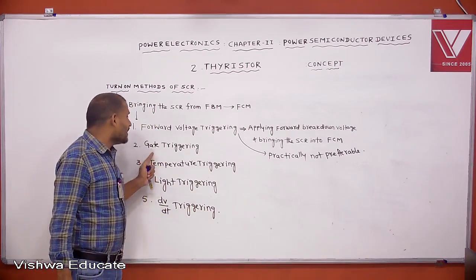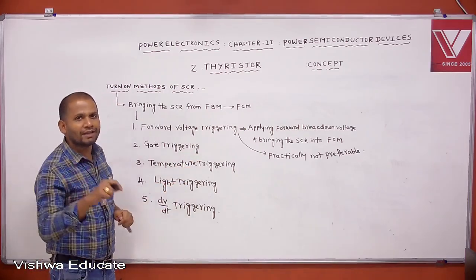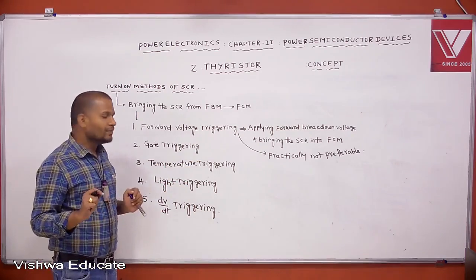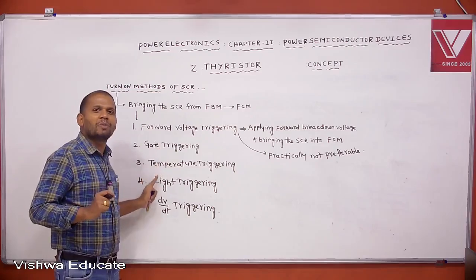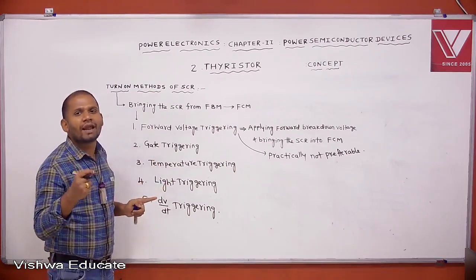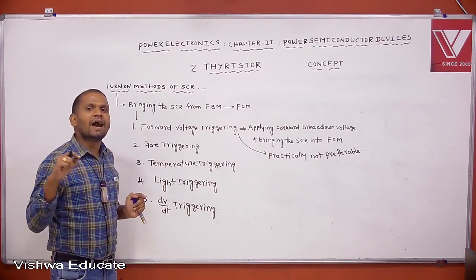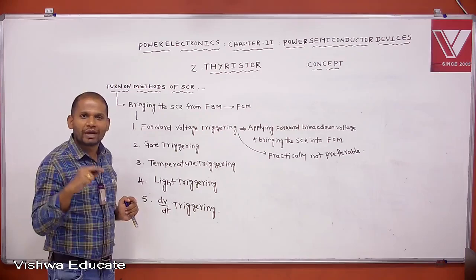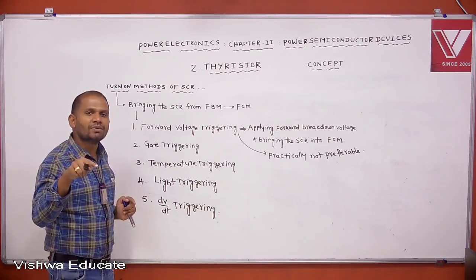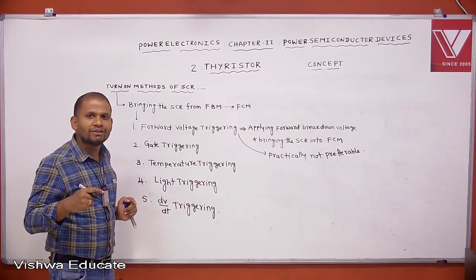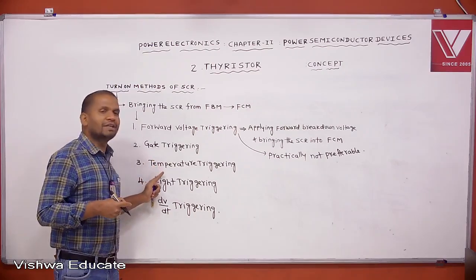I already gave some introduction to gate triggering: if the gate is connected to the SCR, what happens. But in detail, mainly for gate triggering and temperature triggering, I want to explain using the two transistor analysis of SCR. That means practically an SCR is equivalent to a connection of two transistors. First I want to discuss that concept. After that, using one basic equation, these two methods, gate triggering and temperature triggering, can be explained.